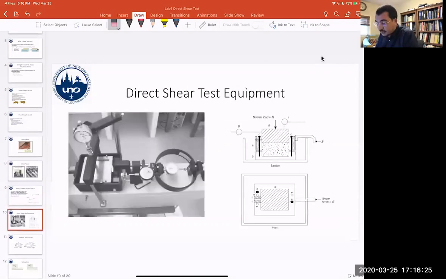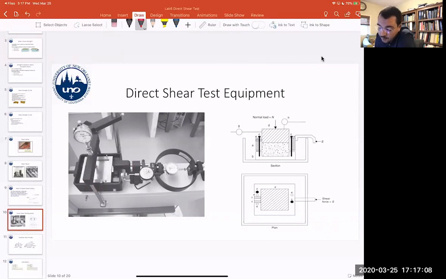For the direct shear test itself, we talked about this box, and inside the box we'll have sand granular material. They say it's not very good to use direct shear testing for cohesive material, but you can still do it if you control the shearing rate. So the rate of this arm moving, if you slow it down enough, you can get accurate values of shear strength with the direct shear test for cohesive soils.